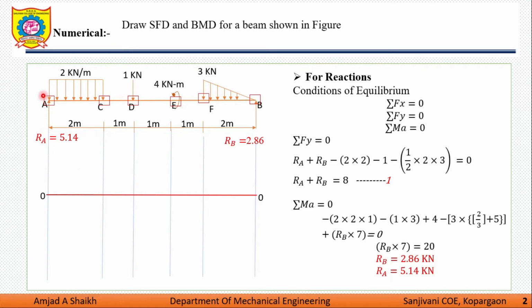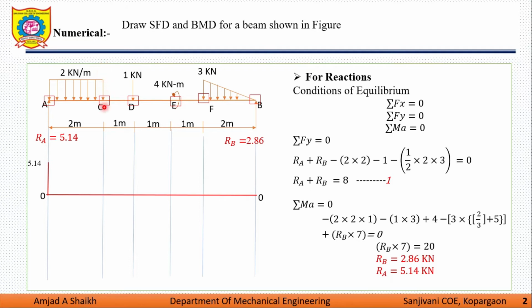If I move from left of A to right of A, there is an increase in shear force. So it represents here 5.14, which is rising in nature. If I move from right of A to C, there is no point load over here, so I'm not considering left and right hand part. I'm just considering a single part.